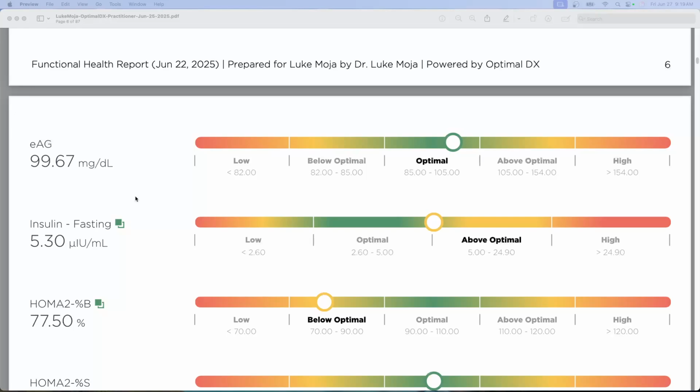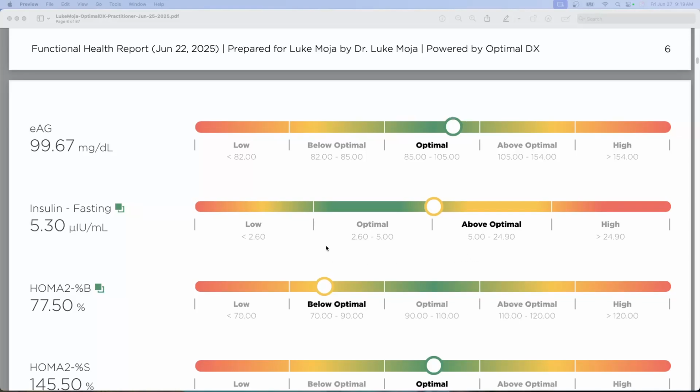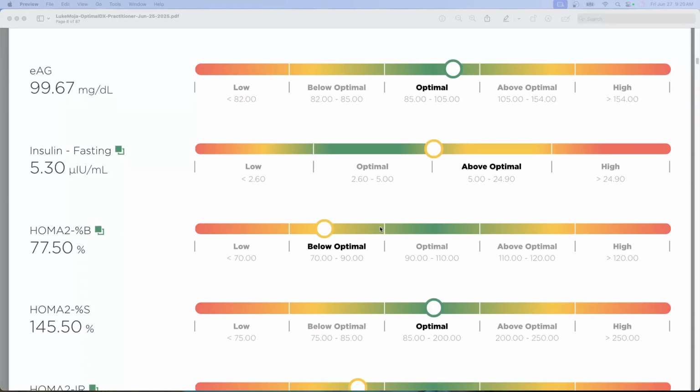So for some reason, my blood sugar and insulin were a little bit higher than usual the day I got these labs drawn. You can see the optimal range is significantly different from the standard lab range. Optimal is considered to be between 2.6 and 5. According to a standard lab range, you wouldn't be high until you got to about 25. So definitely a big difference there. And that is something that I would like to see below 5 as an optimal range. But 5.3 is right on the edge there, not too bad.